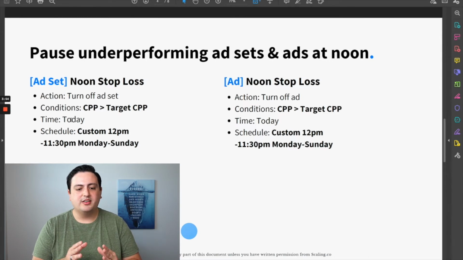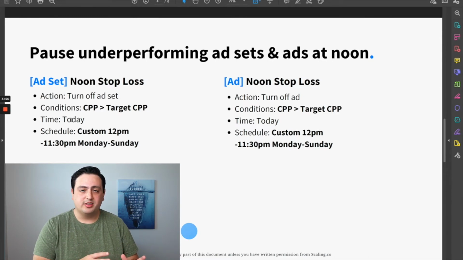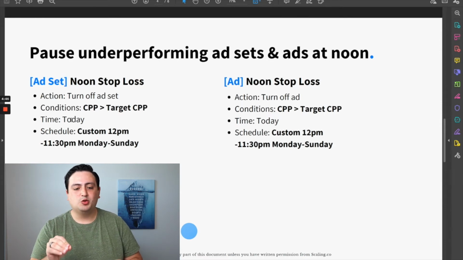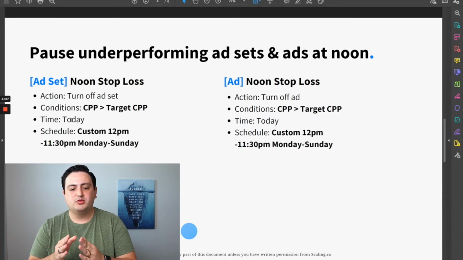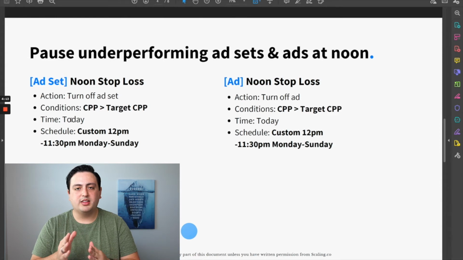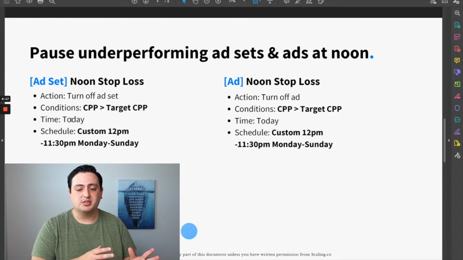And then the conditions are if the cost per purchase is greater than the target cost per purchase, schedule the time for today, and then actually do a custom schedule where it checks at 12 p.m. to 11:30 p.m., for the second half of the day, and I think it'll check every 30 minutes to see if your cost per purchase is greater than your target cost per purchase. And then the same thing for the ad level.